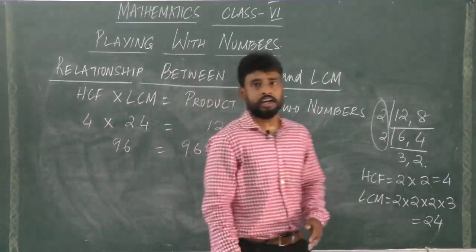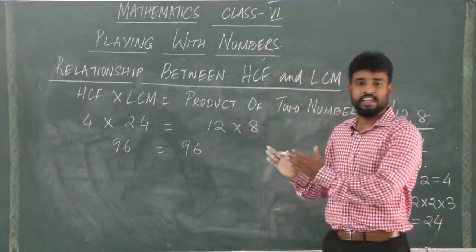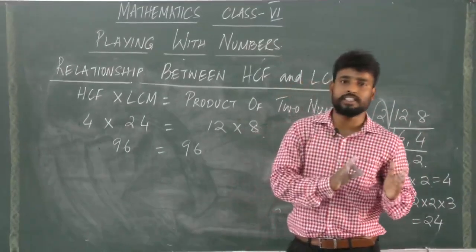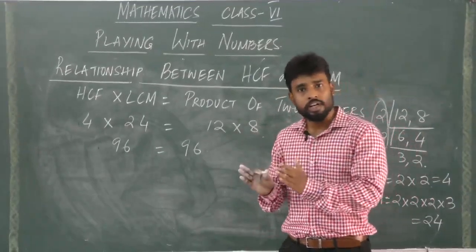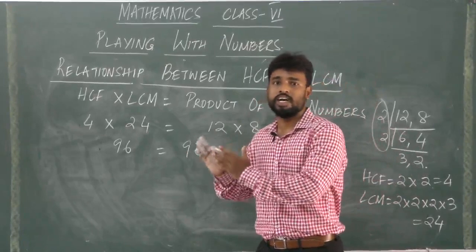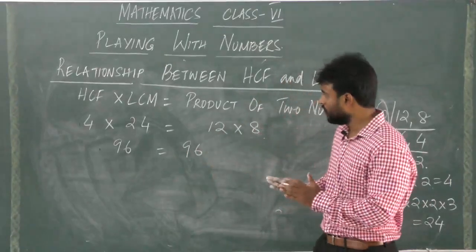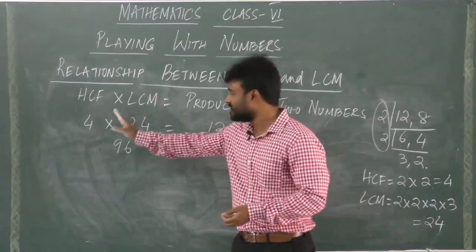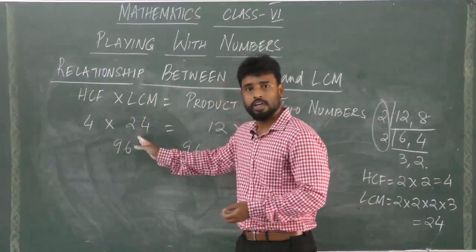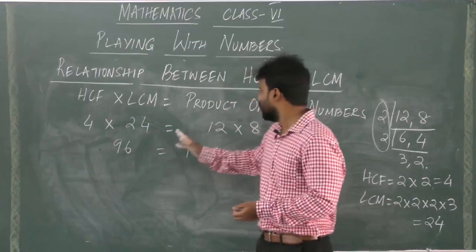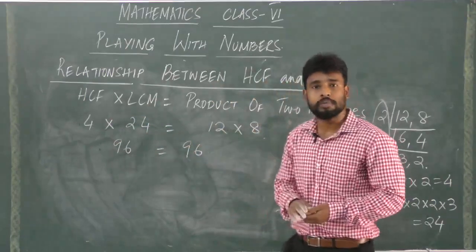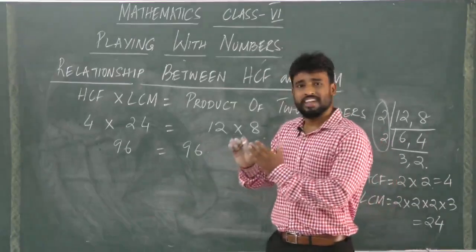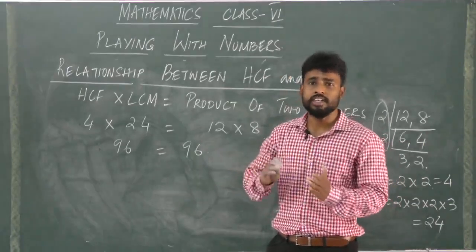So therefore we see that if we find out the SCF and LCM of two given numbers, and if we find out the product of SCF and LCM, it will be equal to the product of the two numbers which are given. So here we had 8 and 12, we found out the SCF and LCM. SCF was 4, LCM was 24, we multiplied, we got 96, and when we find out the product of the numbers, we also get 96 as the answer. So this is how SCF and LCM are related with each other.